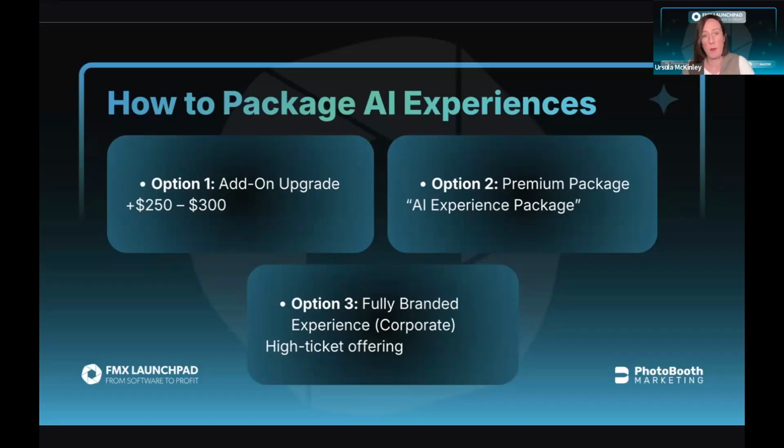Then you have optional upgrades that you can do. So say, for example, you want to add an attendant or you want to add printing, and that can start from $250, $300. Then you want to move to a premium package, which may be an AI experience. Then you're looking at adding upwards of $300, $500 for something that is unique to that client.